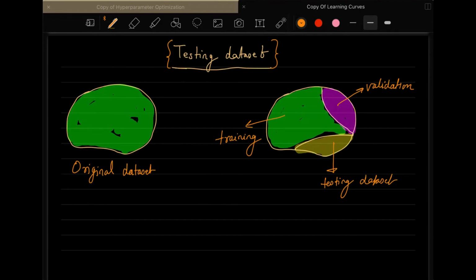So in the earlier case, till now, what we were doing is we had our original data set, and we were dividing it into two parts. One was the training data set and the other one was the validation data set. But now what we are saying is these two are also not enough. They are okay if the amount of data that you have is large, then we can go for this type of splitting.